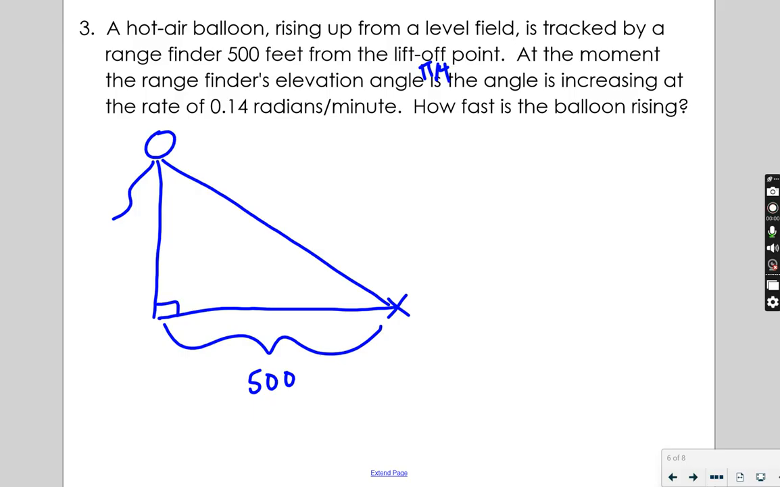At the moment, the rangefinder's elevation angle, this is the elevation angle right there, I'm going to call it theta. That is pi over 4, and you can put theta equals pi over 4 over here if you want to. Is that going to be changing? Yeah, because this balloon is going up and down, so the angle is changing and this distance over here is changing. So this over here, let's just call it h.